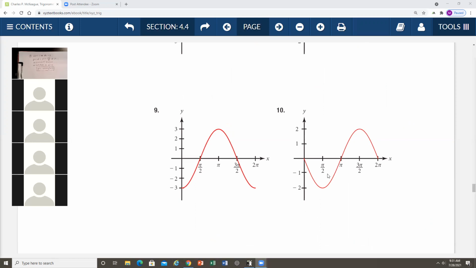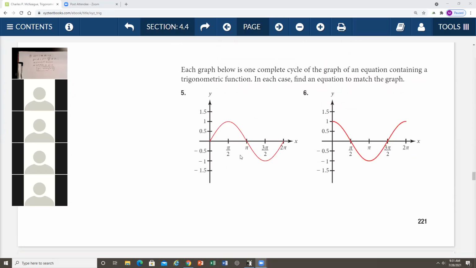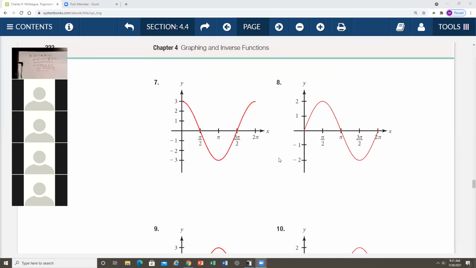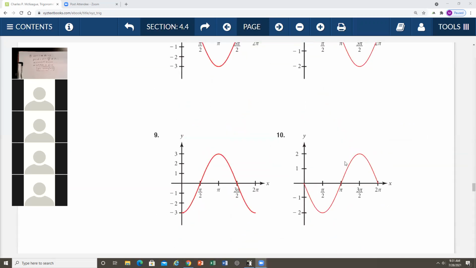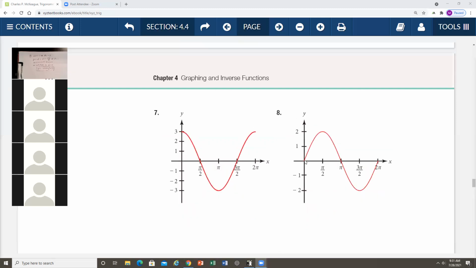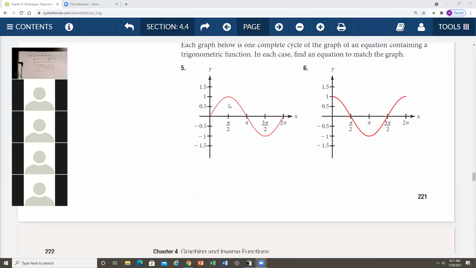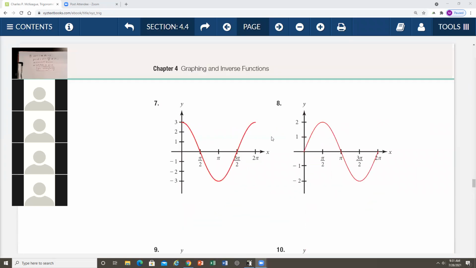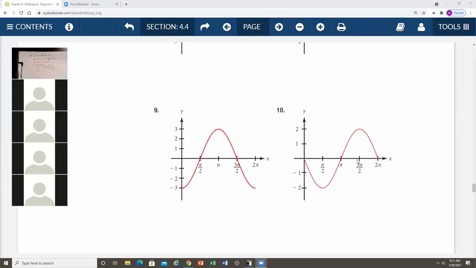How does the graph of number 10 differ from the graph of number 5? What are the differences between the graph of number 5 and 10? Anybody? Amplitude. Amplitude has changed from being 1 to being 2.